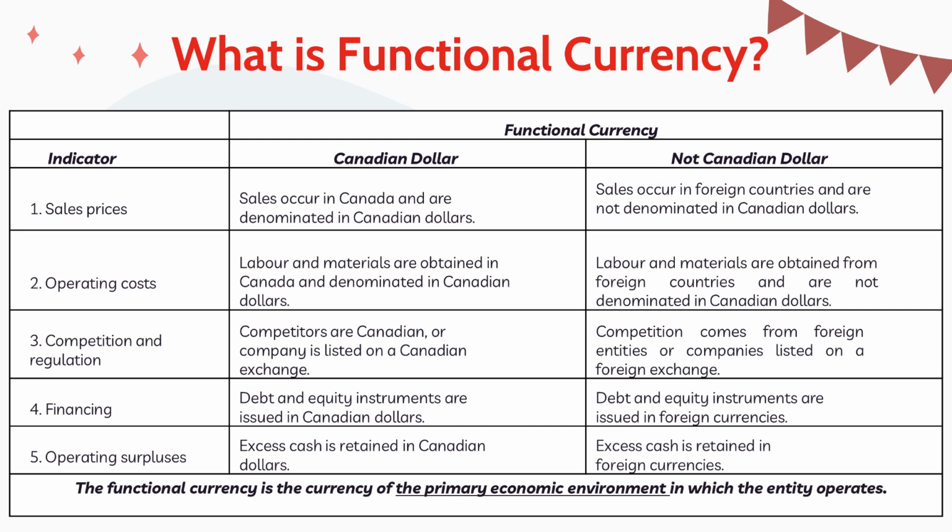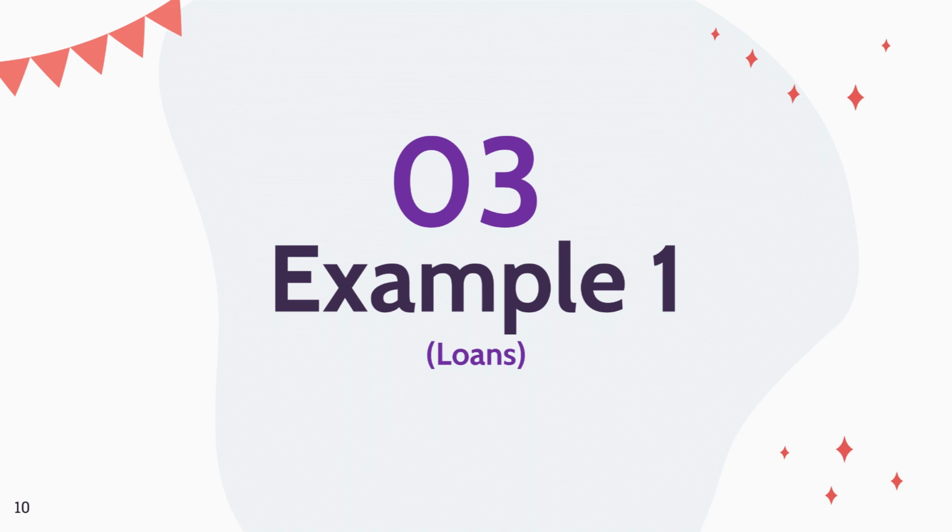And lastly, there are the operating surpluses. If you have extra cash, what do you do with it? Do you hold it in Canadian dollars or do you hold it in something else? Essentially, at the end of the day, functional currency is the currency of the primary economic environment in which the entity operates. So let's look at our first example, and this one has to do with loans.